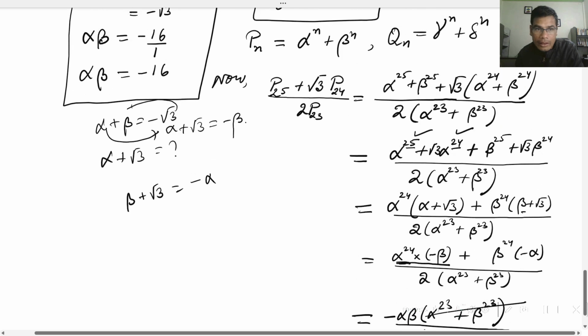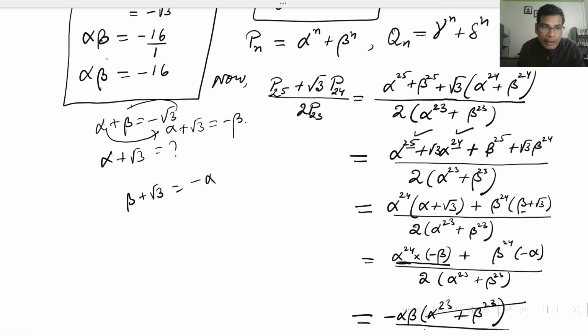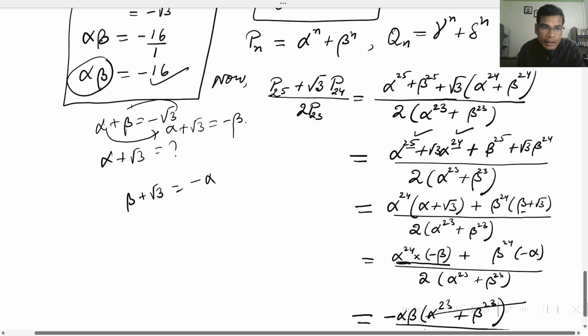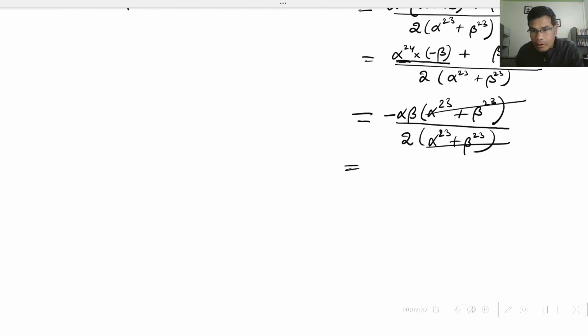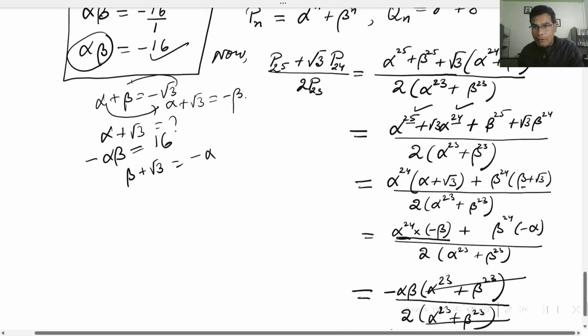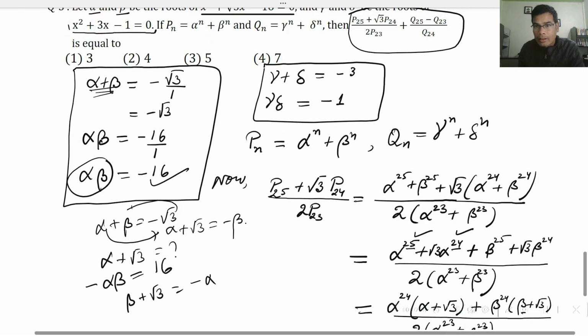So let us see, alpha beta is 16, so minus alpha beta, so this will be equal to 16 by 2, which is equal to 8. So therefore the value of this first term in this expression is equal to 8.